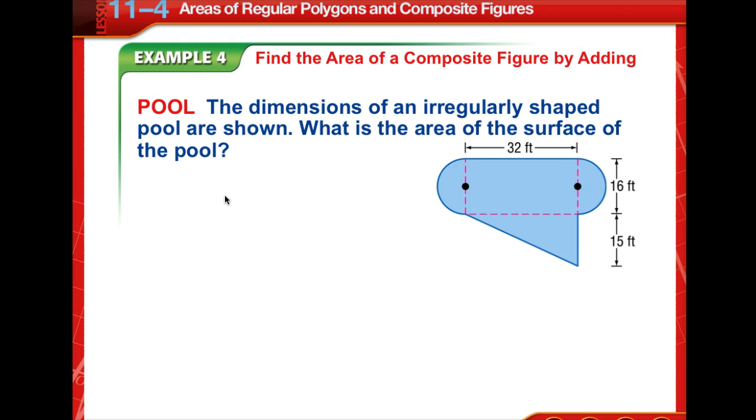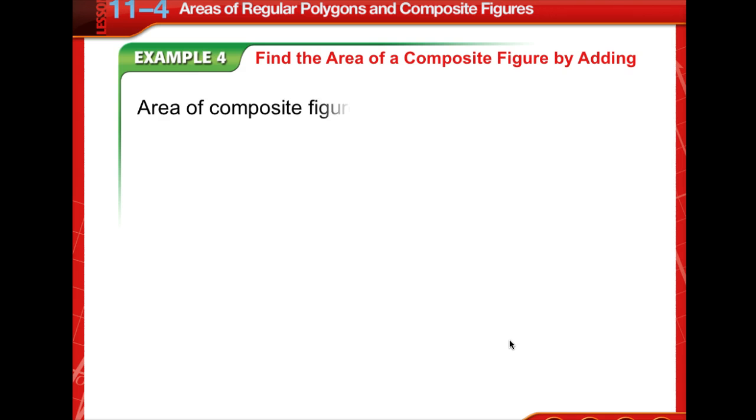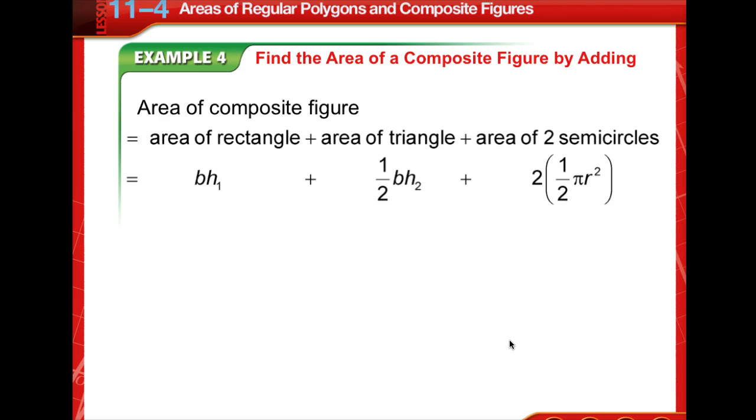Now, a composite figure is a figure that can be separated into regions that are basic figures, such as triangles, rectangles, trapezoids, and circles. You find the area of each basic figure, and then you're going to use the area addition postulate. So we have here a rectangle, 2 semicircles, and a triangle. So you simply separate it into these different figures and find the area of each one and add them together.